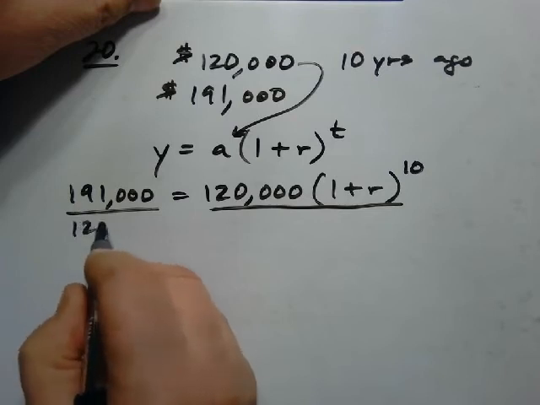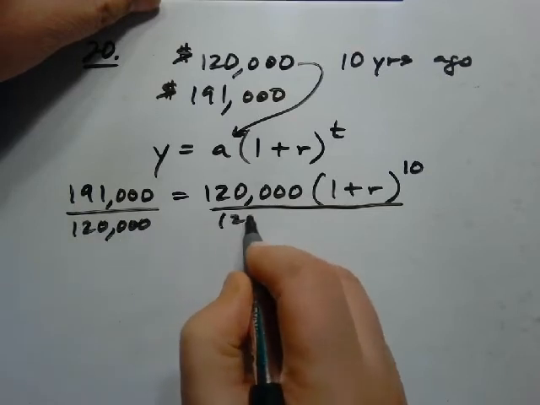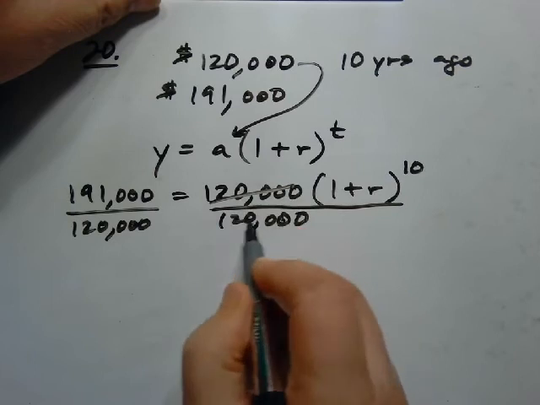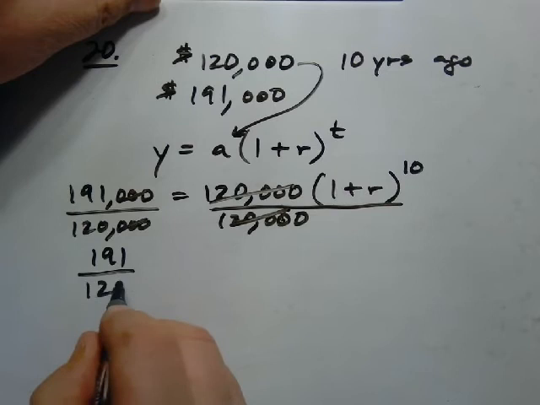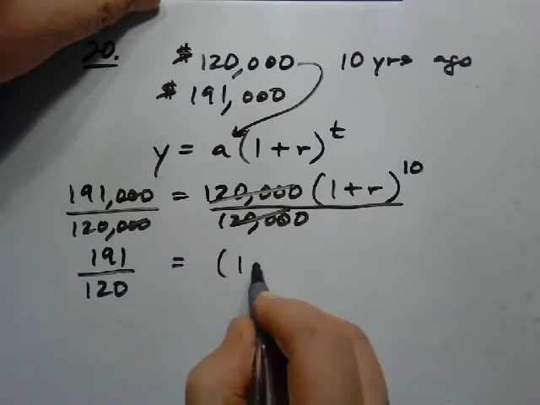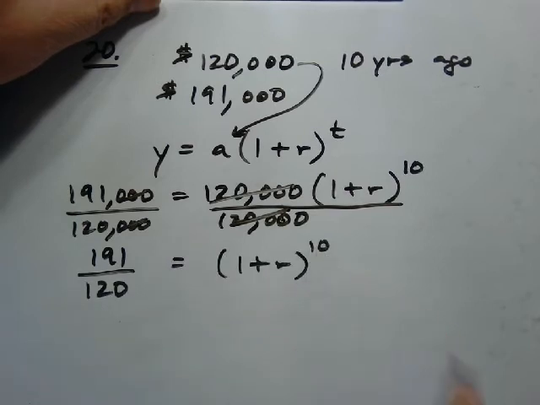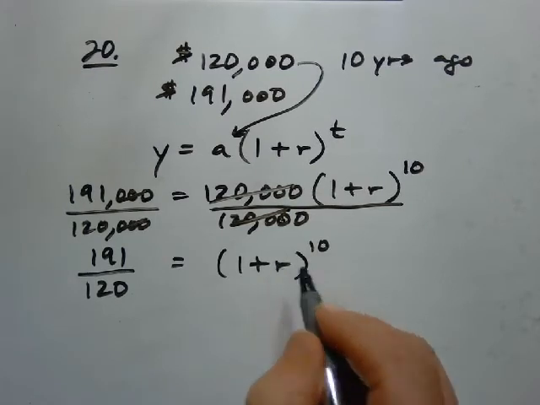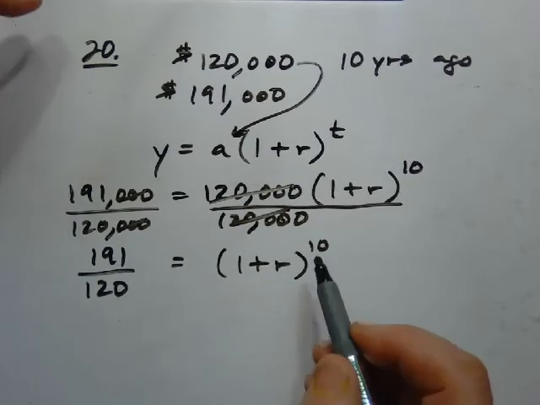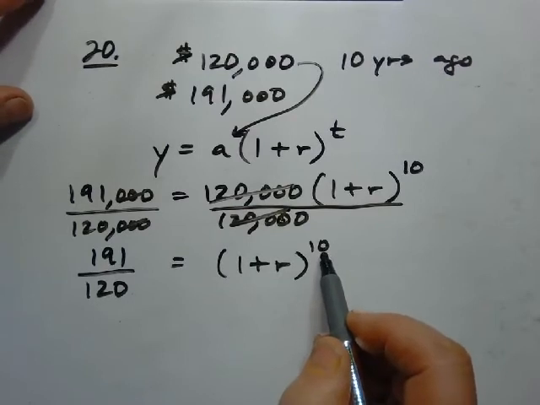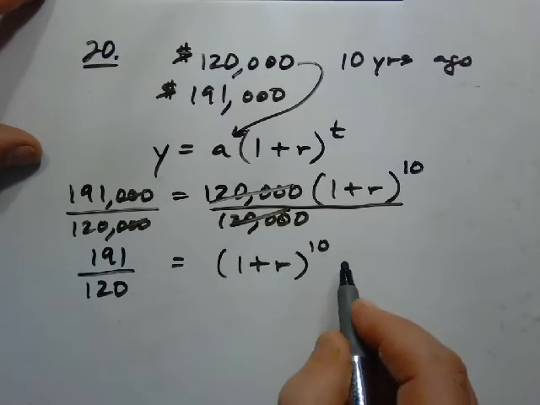Dividing both sides by the 120,000, of course, this is going to go out. Let's cancel the zeros here. This is 191 over 120, and this is 1 plus r raised to the 10. Now, if I want to get r alone, well, what's been done to r? Well, 1's been added, then it's been raised to the 10th power. So if I'm going to do the undo operation, I'd have to do the opposite, or the inverse, of raising it to the 10th power, and that would be taking the 10th root of it.